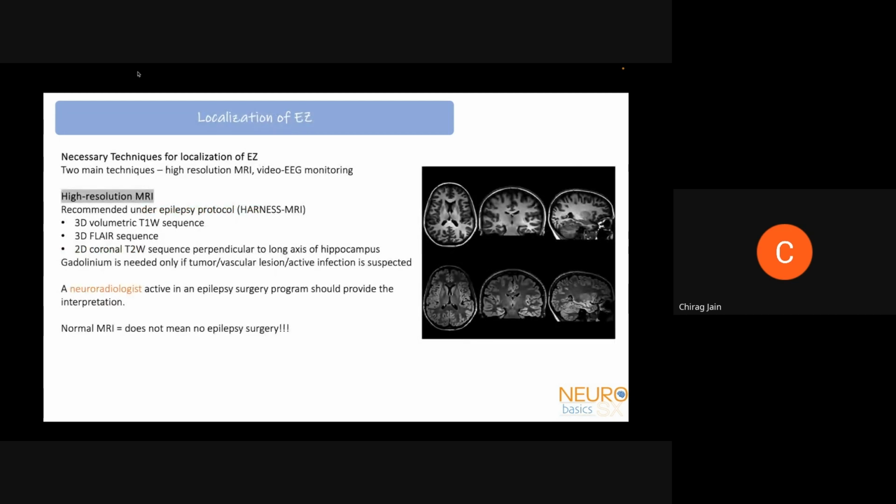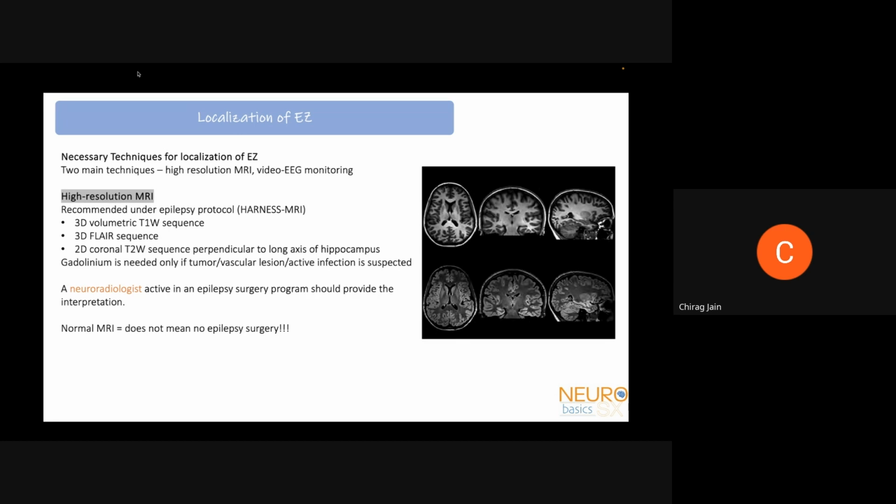Okay, so once you have these basic clinical counterparts ready, you can go on to further localizing your epileptogenic zone. There are two main techniques which are used for localizing the EZ. The first is a high resolution MRI, and the second is video EEG monitoring.